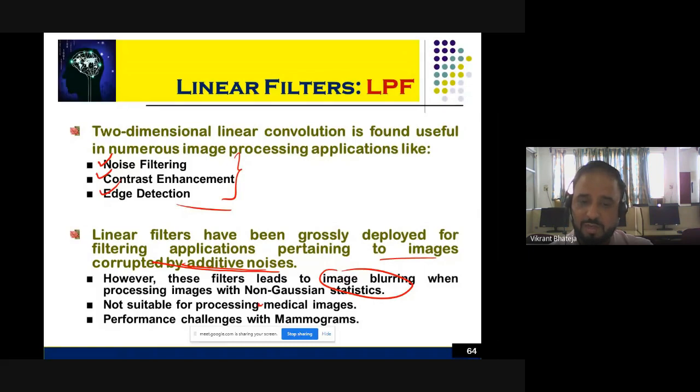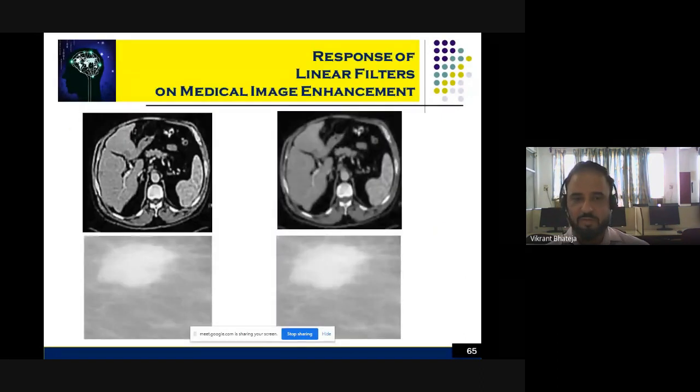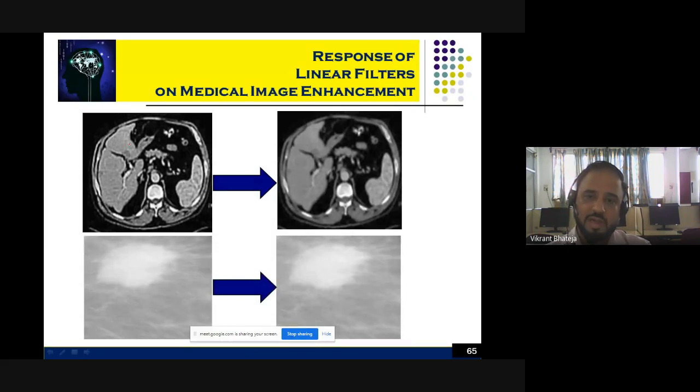So that is why this type of linear filter is not very suitable for processing medical images, or certainly mammographic images. You can see the response of these particular medical images with the linear filters. You can see the filtering has been done, but a significant amount of blurring, or you can say the loss of diagnostic details, is encountered when you apply these linear filters on medical images.